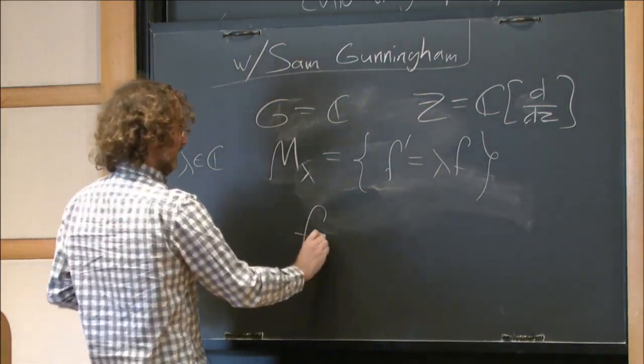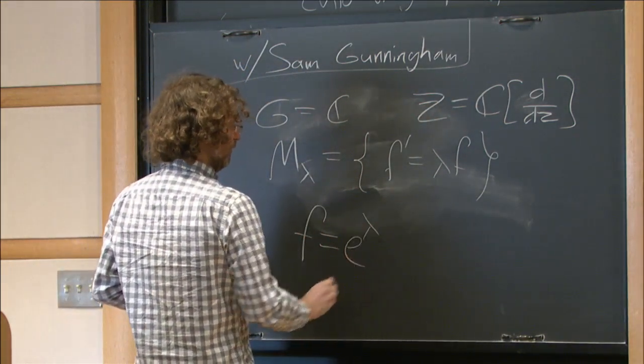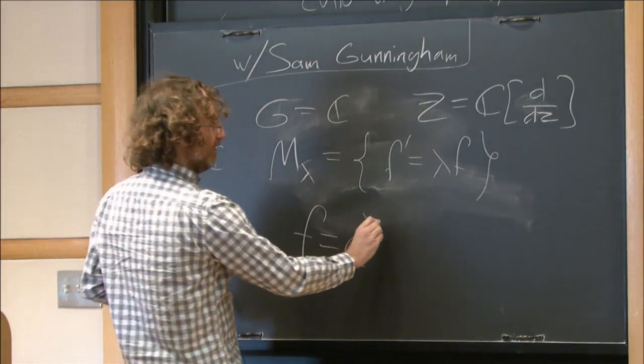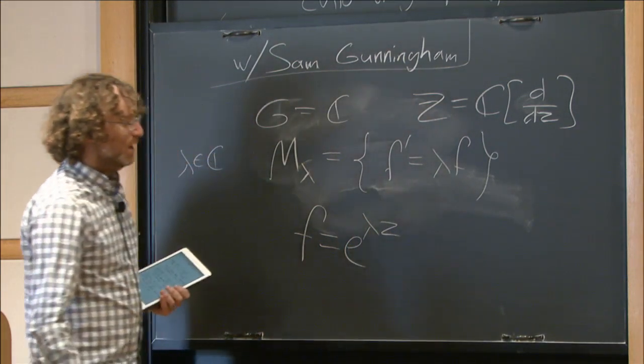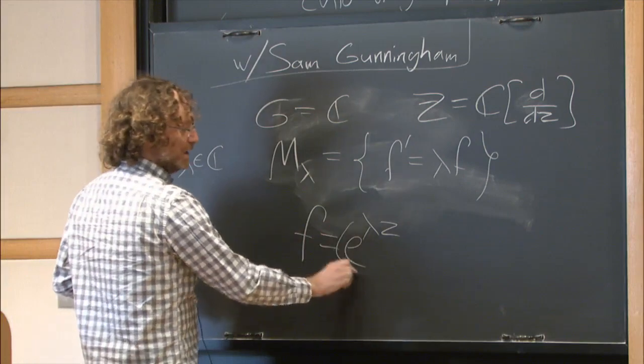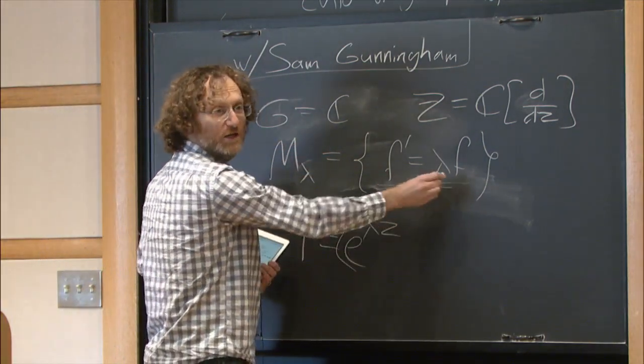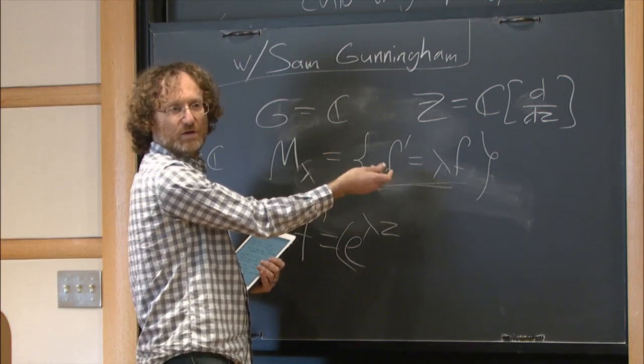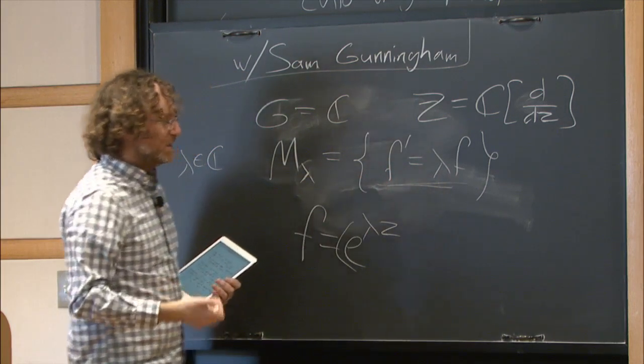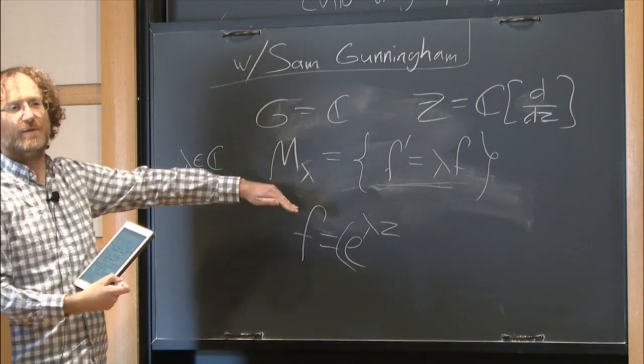And our solutions are f equals e to the lambda z, up to a constant. So this system of differential equations determines the exponential function uniquely up to a single constant. So this is, in some sense, the fundamental thing that happens in geometric representation theory.